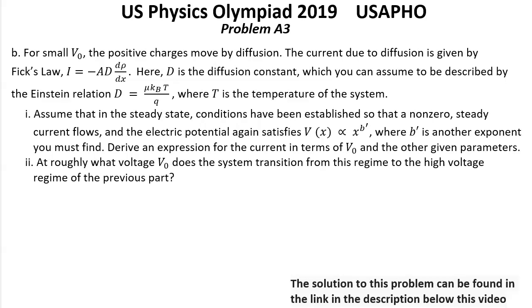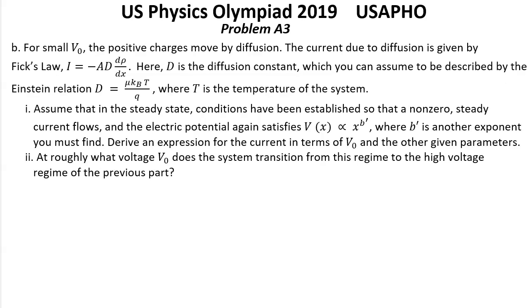Question 1. Assume that in the steady state, conditions have been established so that a non-zero steady current flows and the electric potential again satisfies V proportional to x to the power b prime, where b prime is another exponent you must find. Derive an expression for the current in terms of V0 and the other given parameters. Question 2. At roughly what voltage V0 does the system transition from this region to the high voltage region of the previous part?